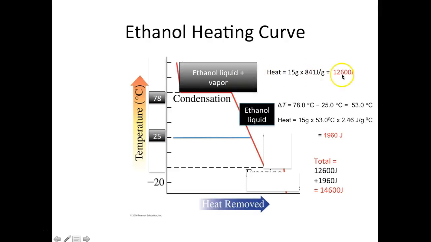This is the state change, and so you add up both together and you get 14,600 joules, all right? So you add up 12,600 plus 1,960 and you get 14,600 joules. And if they asked you for kilojoules, you just divide it by 1,000, so it'll be 14.6 kilojoules.